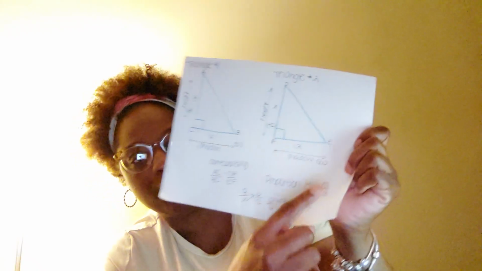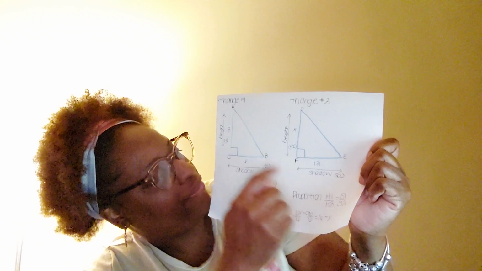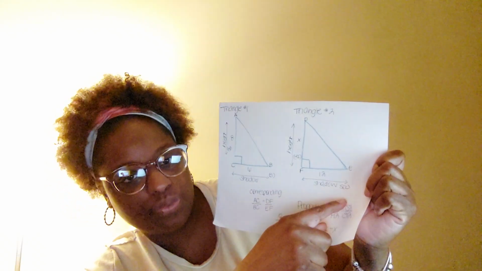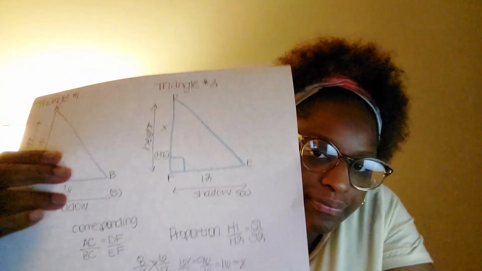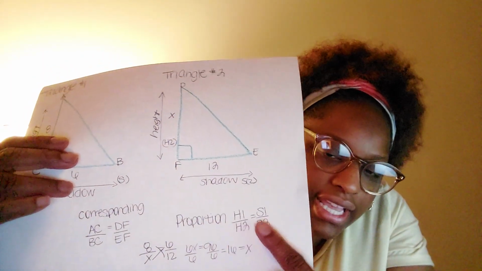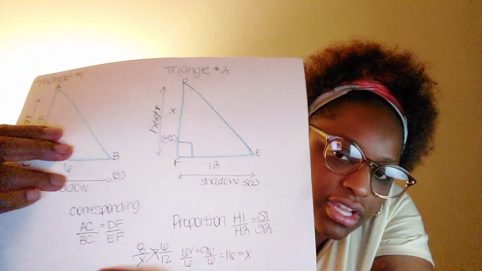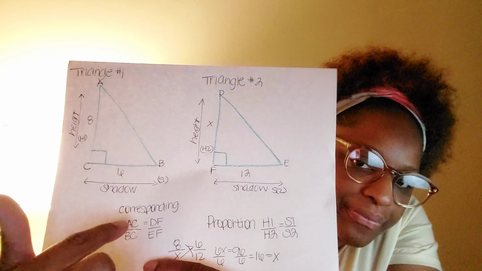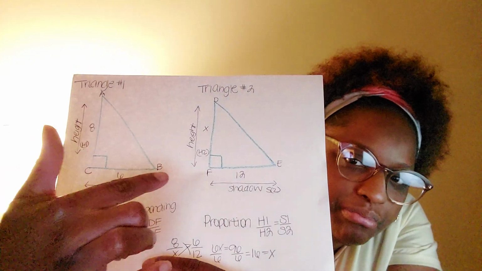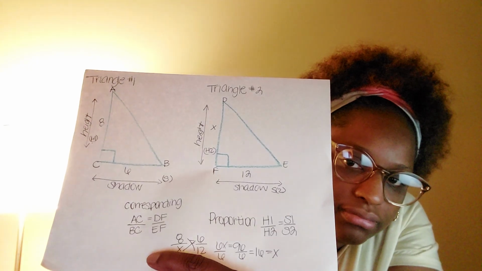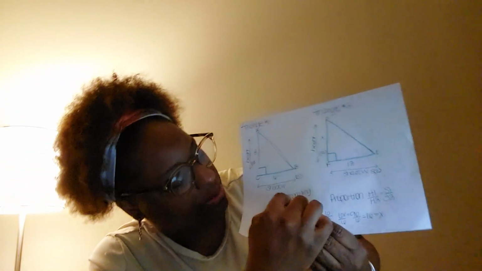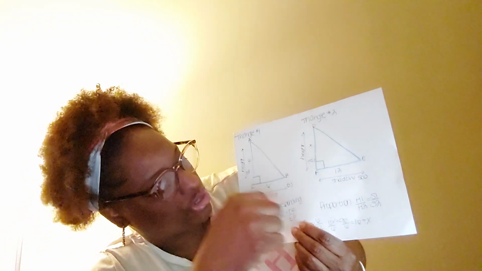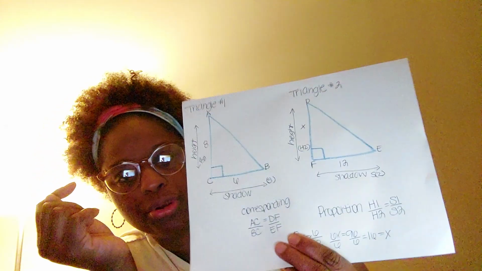So we're going to use our proportion today. We're going to title the heights H1 and H2, and we're going to title the shadows down here S1 and S2. So our proportion would be H1 over H2 equals S1 over S2. The way we're going to do that, we're going to first find our corresponding sides. We know that AC corresponds to DF, and BC corresponds to EF.